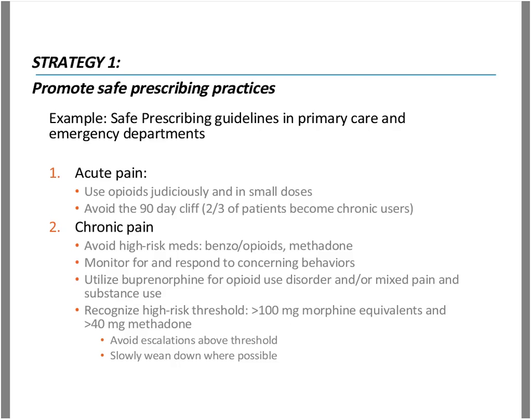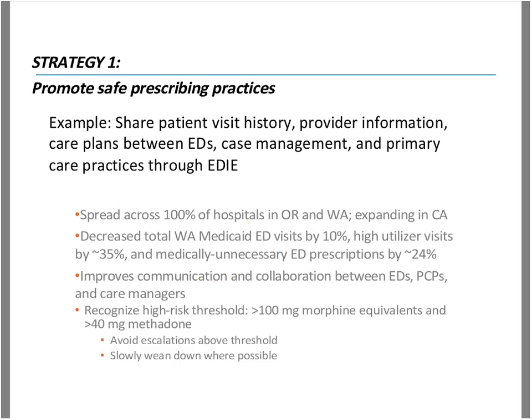Utilizing buprenorphine, which is a treatment for opioid use disorder. And then recognizing high-risk thresholds. We now understand that doses above 100 milligrams morphine equivalents and above 40 milligrams of methadone a day put people at very high risk. And so the goal is to avoid escalating above these doses and to help people on higher doses transition to lower doses very slowly when possible.